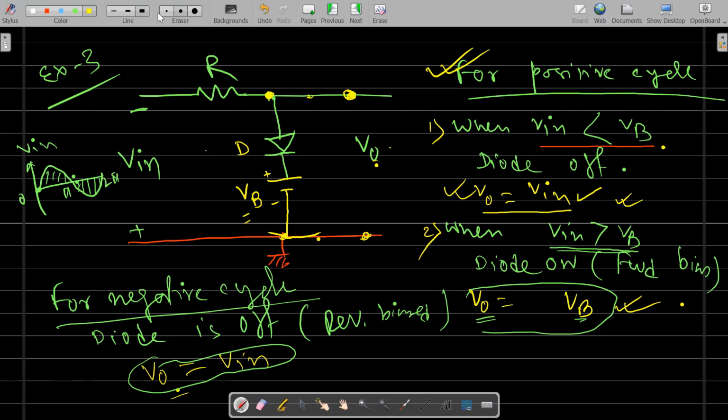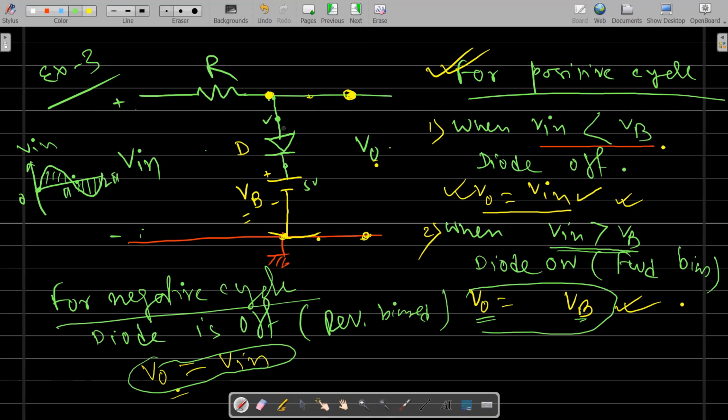So during the positive cycle, this one will be plus, this is minus. Now we have a situation here. The diode will be forward biased if the voltage you are applying at this terminal is greater than VB. Because the battery positive terminal is connected to the N side. For example, VB is 5 volt, so the N side is connected to 5 volt. If the voltage at this point is greater than 5 volt, then only the diode will be on. Otherwise, the diode will be off.